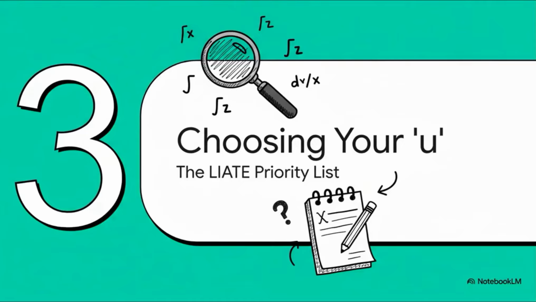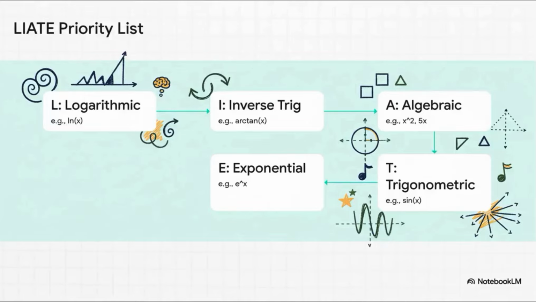This is where every good detective needs a reliable informant. And in the world of calculus, our informant's name is LIATE. LIATE is your priority list. It's an acronym that tells you exactly what to pick for you. You just look at the two functions being multiplied, and you see which type shows up first on this list.